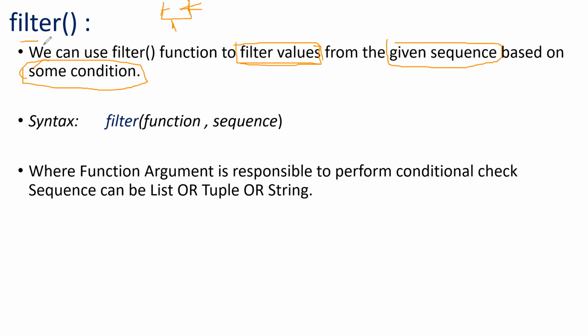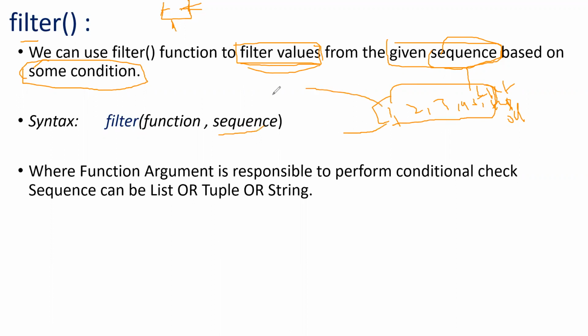So the filter method is applied on which values? Sequence values. What are the sequence values we have? Of course, we have lists, tuples, and sets. These are the sequence data types, right? Now we need to filter that. Let's take some list, 1, 2, 3, 4, 5, 6. Now we want to filter these values based upon some condition. This is the sequence, so let's take the list, and a function. The function is nothing but the condition.